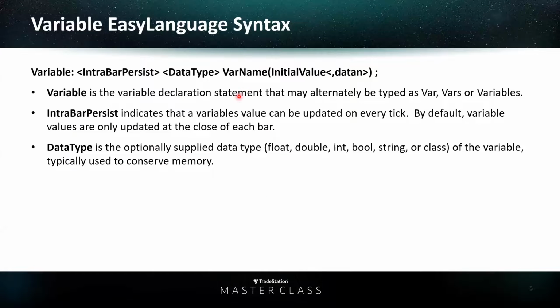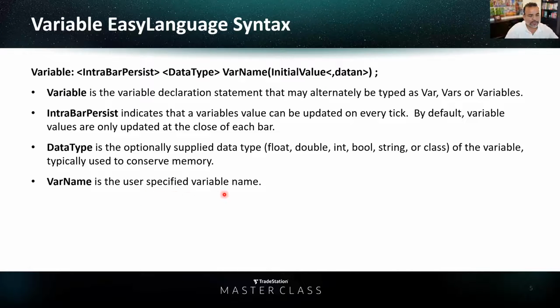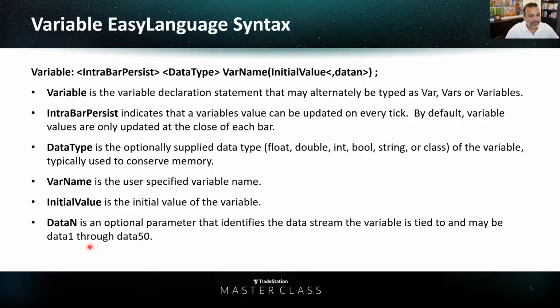Pretty cool. So yeah, you can use a data type also as part of the declaration. Then your variable name, it's a user specified variable name. You have the initial value, which we talked about. This is pretty much telling Easylanguage what type of variable this is going to be, whether numeric, true false, string. And then you have an optional data number.